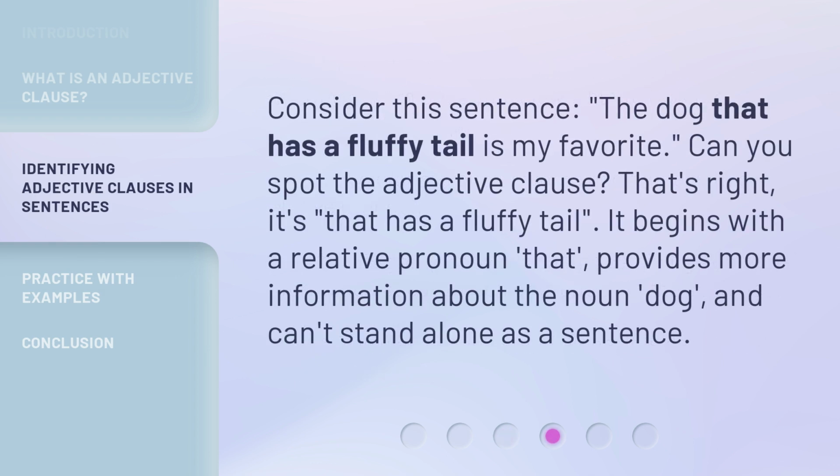Consider this sentence. The dog that has a fluffy tail is my favorite. Can you spot the adjective clause? That's right. It's that has a fluffy tail. It begins with a relative pronoun that provides more information about the noun, dog, and can't stand alone as a sentence.